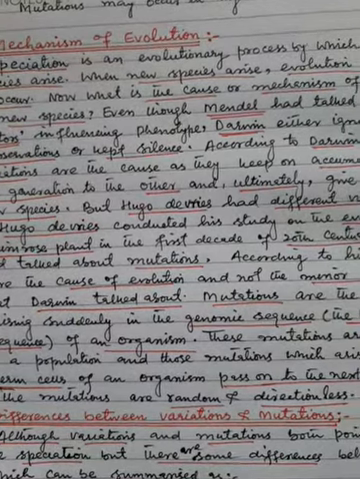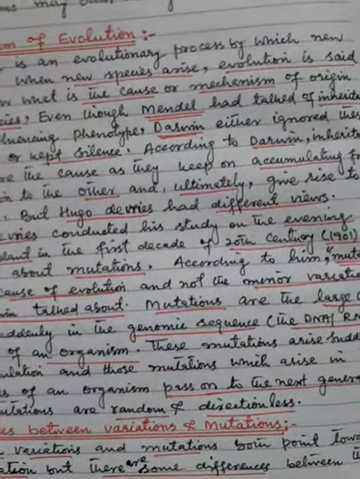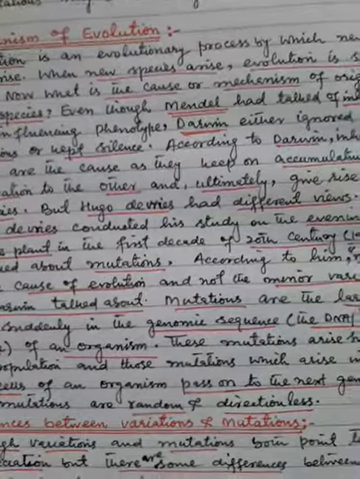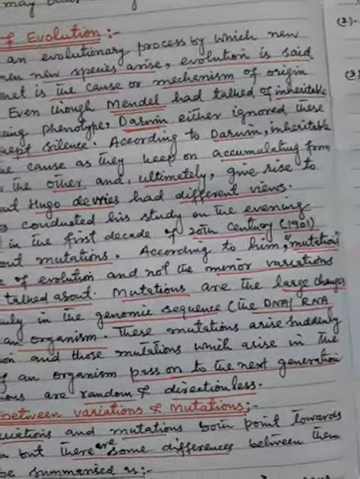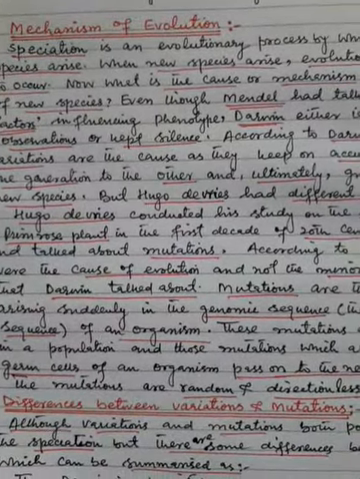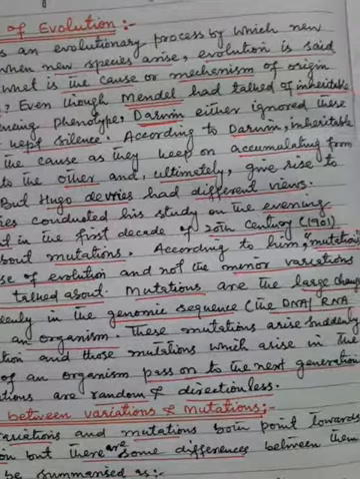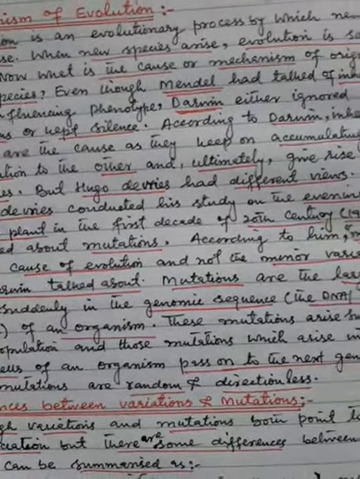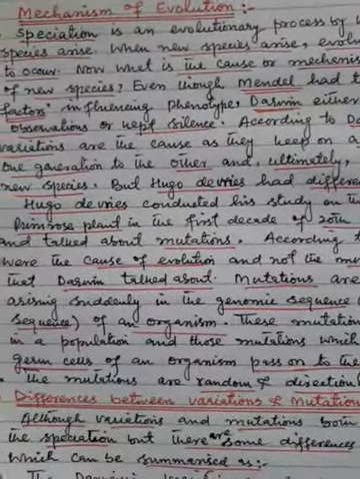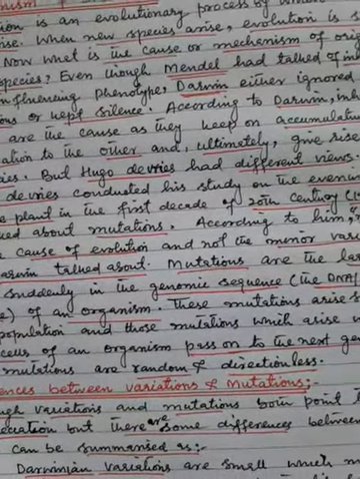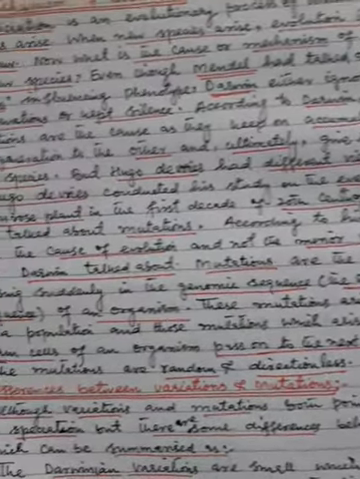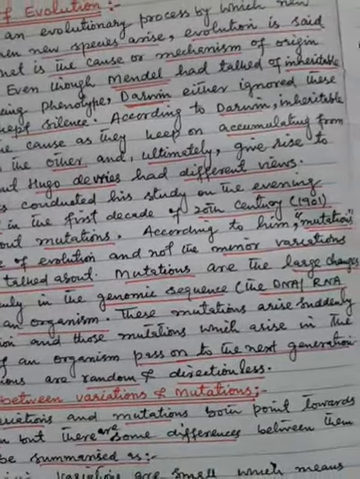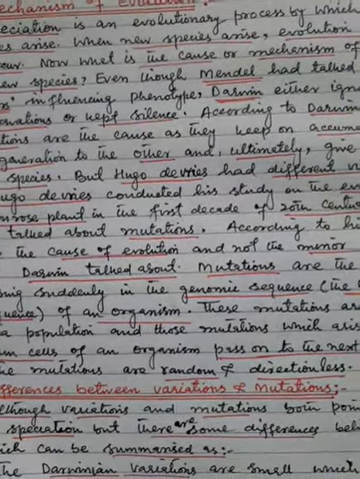Hugo de Vries conducted his study on the evening primrose plant in the first decade of the 20th century, that is 1901, and talked about mutations. According to him, mutations were the cause of evolution and not the minor variations that Darwin talked about. Mutations are large changes arising suddenly in the genomic sequence, the DNA or RNA sequence of an organism.